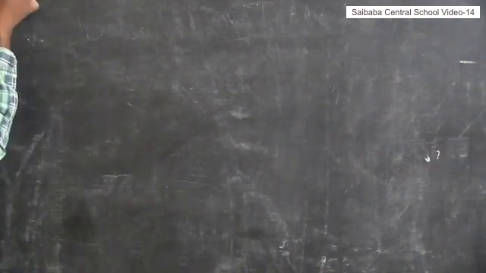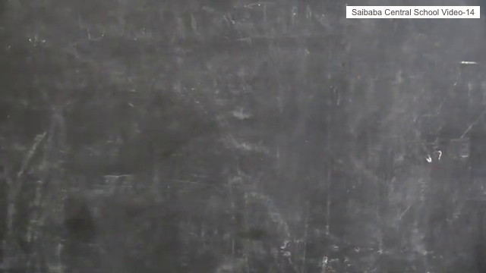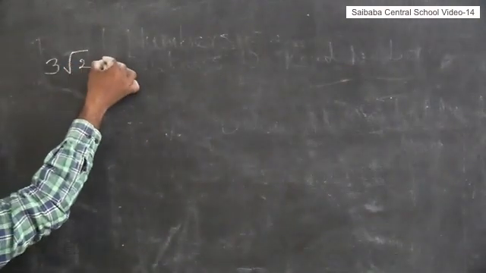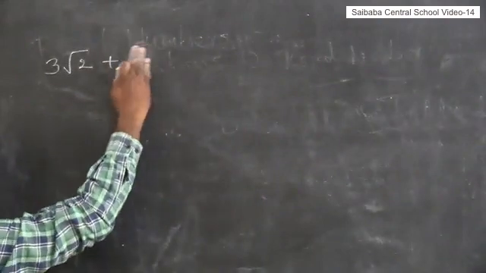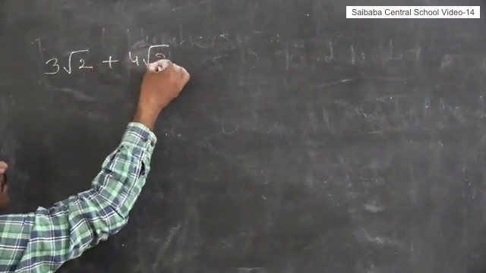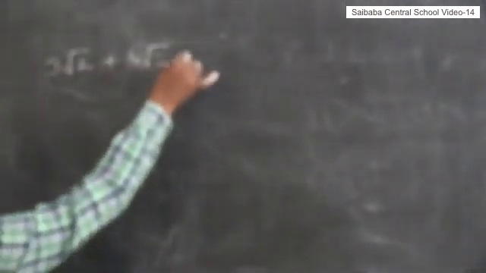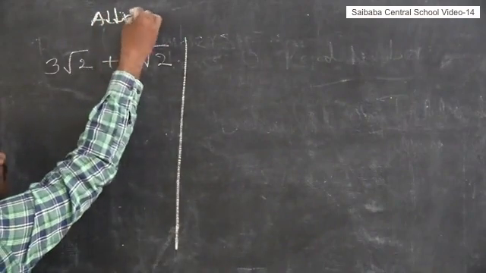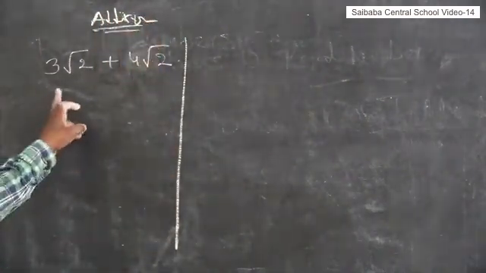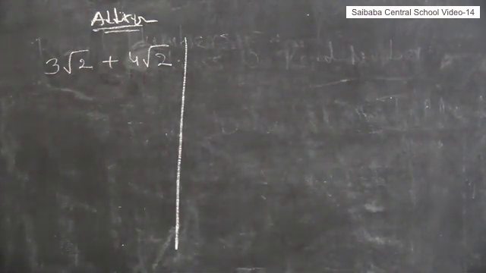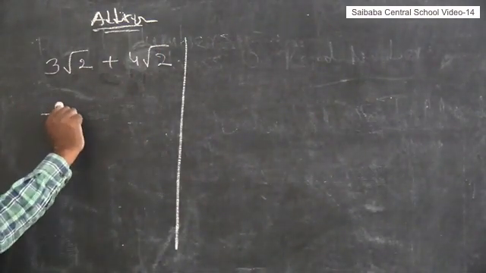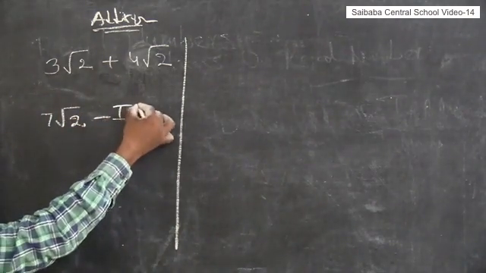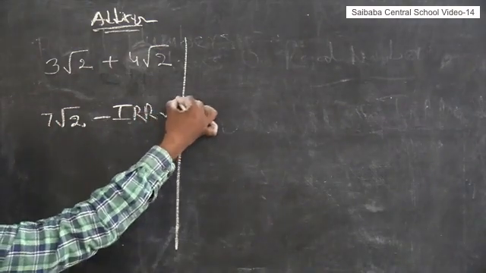Okay. Now I am taking two irrational numbers. First I am adding 3 root 2 plus 4 root 2. Addition first. Additions in between two irrational numbers, 3 root 2 plus 4 root 2. Before I explain, how to add: 3 plus 4, 7 root 2. What type of number is it? 7 root 2 is irrational. Okay, I put a tick mark.